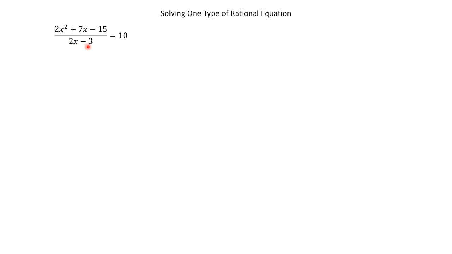So my guess is we're going to have 2x minus 3. Let's see. So 2x and x would give us 2x squared. Negative 3 and positive 5 would give us negative 15. So I'd start out with x plus 5. And check. Let's see. 2x squared plus 10x minus 3x is plus 7x minus 15. Hey, look at that. It worked.